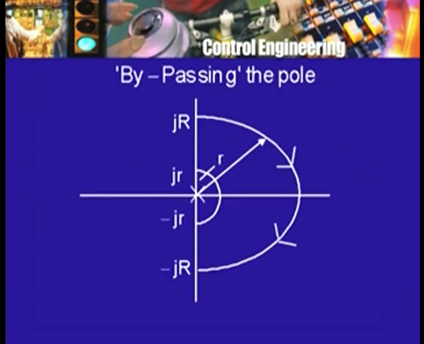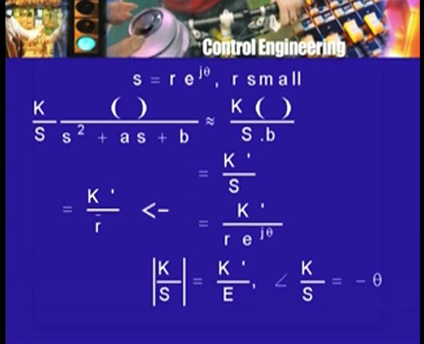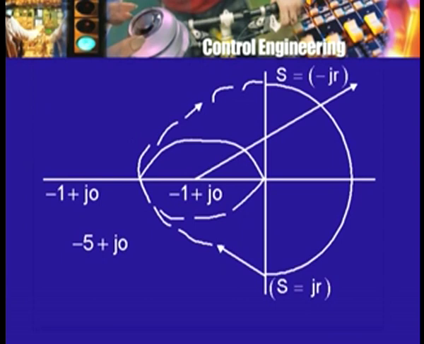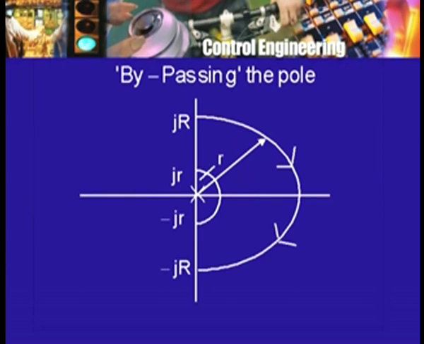I am here. But in between now, when I move along this semicircle, the modulus remains nearly constant, because the modulus is k dash by r, but the phase is now minus theta. Therefore, you will see that the phase will change from pi by 2 to minus pi by 2 in the opposite sense, and therefore, I have to complete this contour in this way. So, this is now the entire image gamma prime of this contour gamma.